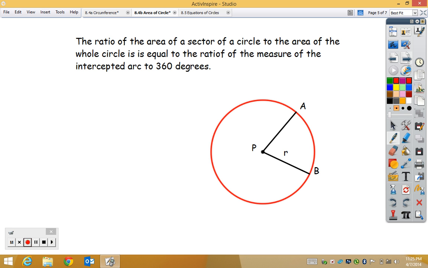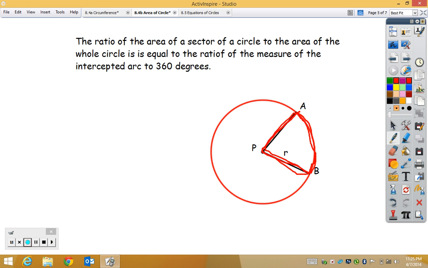Now, when we're talking about sectors, a sector of the circle is any part of it, any region bounded by two radii. So like we have here, we have a radius PA and radius PB, and so the sector is this area here. That's the sector of this circle P.